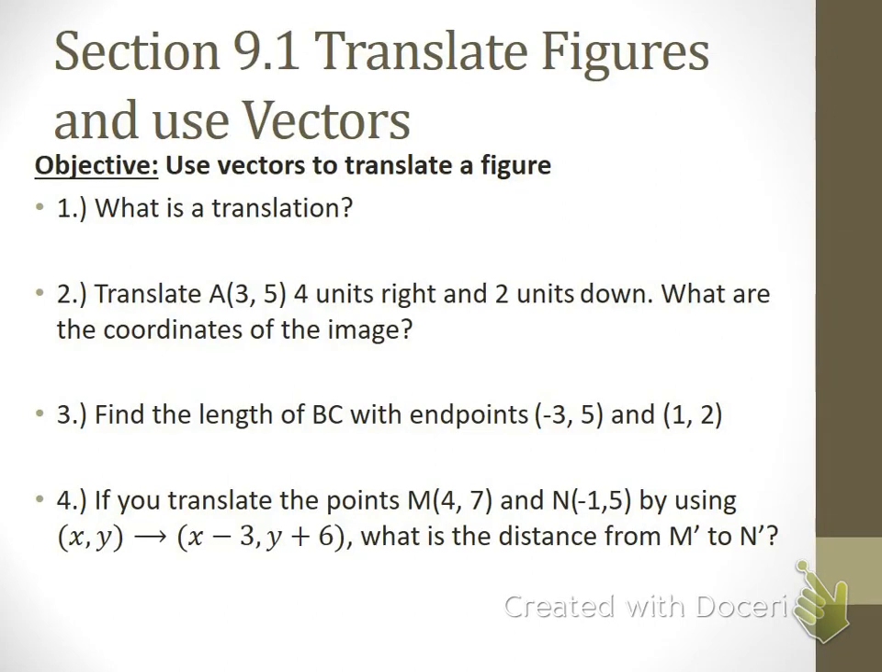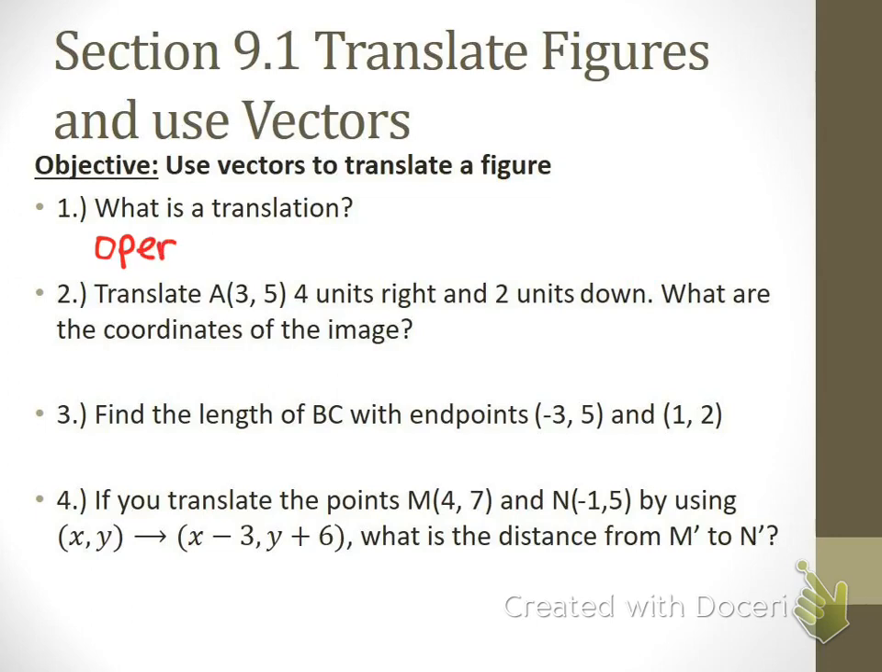All right, today we are going to talk about translating figures and using vectors. So first, let's talk about what is a translation. We could use the vector notation that we'll talk about to show it. But in general, what is a translation? What does it do? It moves every vertex of the figure the same distance and in the same direction. It moves a figure. So a translation is an operation that moves a figure.